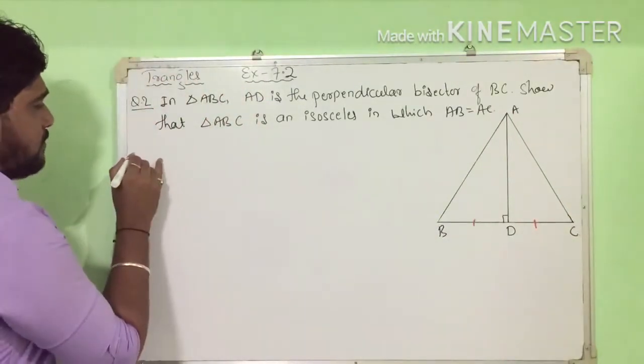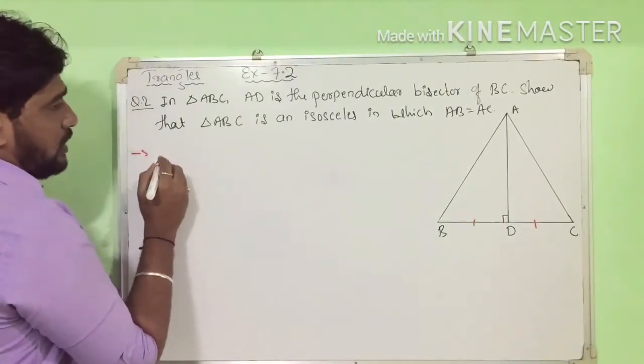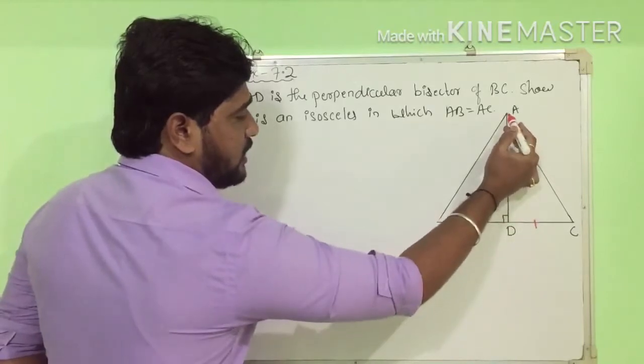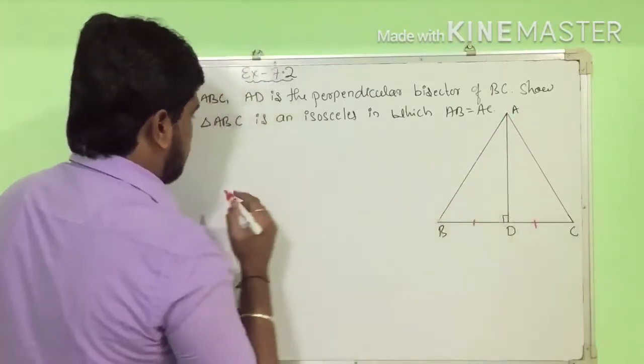So let me solve here. Here there are two triangles: one is ADB and another one is ADC. So let me write here.